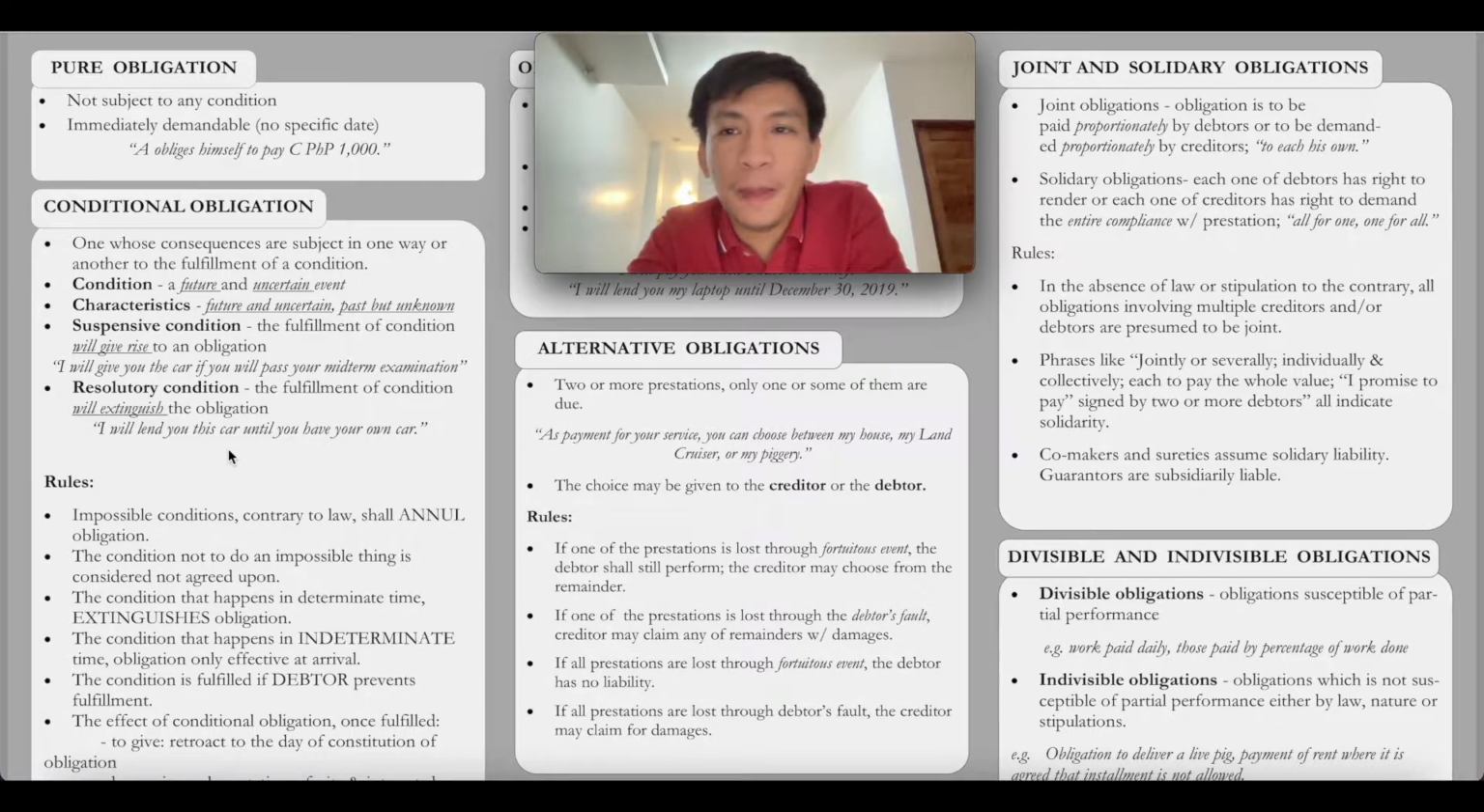Or for example, babayaran kita kapag naubos ang tubig sa dagat. Another impossible condition, right? Well, yeah, another impossible condition, so the obligation is annulled. Okay. Next, the condition not to do an impossible thing is considered not agreed upon. So kung yung condition ay ang hindi paggawa ng impossible thing, well, it's as if walang condition at all. It reverts to being a pure obligation.